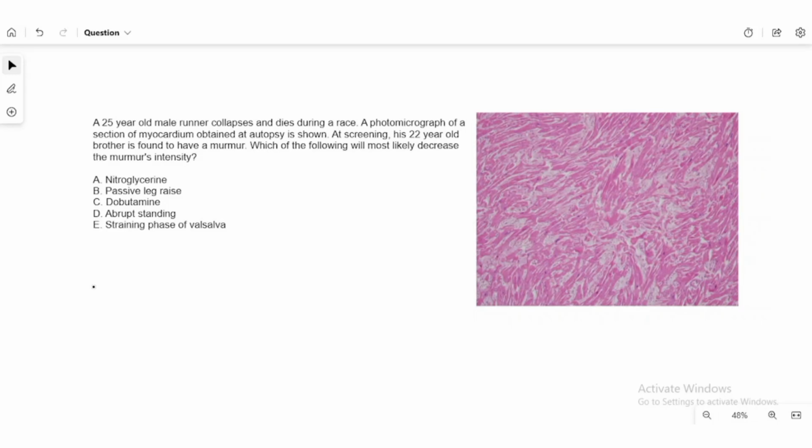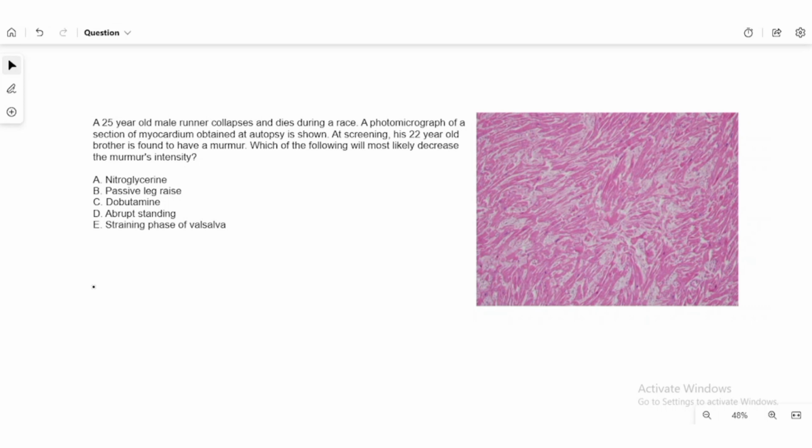We're going to be looking at this question today and going through the steps that we need to follow in order to solve this question. So the first thing I'm going to do when I look at a question like this is read the final line. That gives me an indication of what to look for in the stem when I go through it. This final line says, which of the following will most likely decrease the murmur's intensity? Right off the bat, this has given me some important information. This has told me that this is probably a cardiology question, and it has told me that I want to look for clues about a murmur, right?